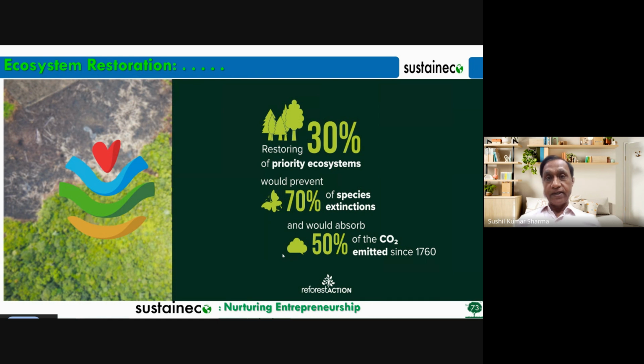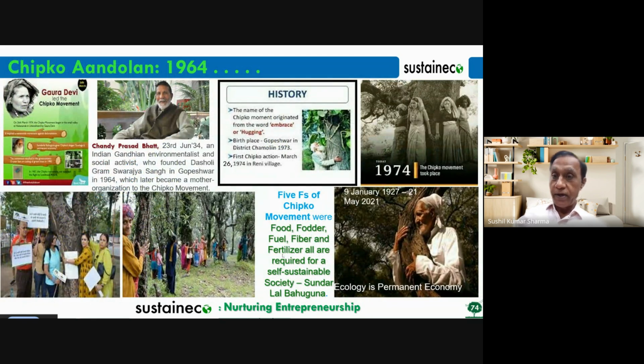It is critical, as restoring priority ecosystems would prevent 70% of species extinctions and would absorb 50% of the carbon dioxide which has been emitted since industrialization began. So this is so critical, but it can succeed only if we all understand it and contribute and play our role positively. So with this, let us look into the history of some of the most memorable and positive contributions by people unaware of how greatly they did.